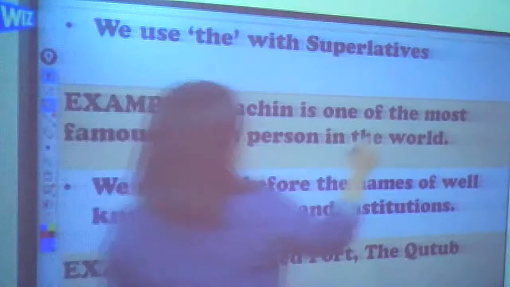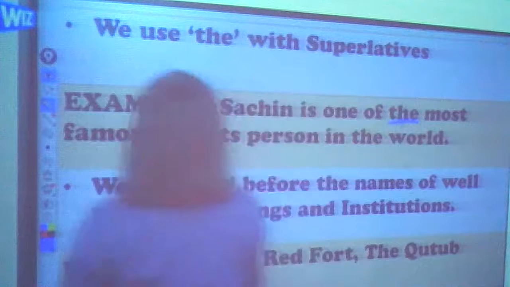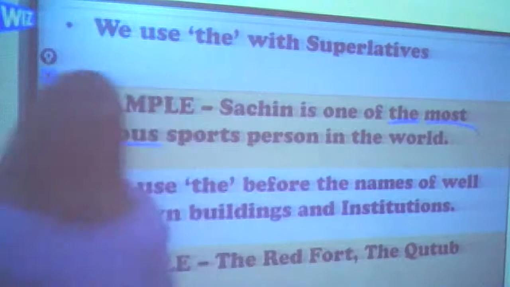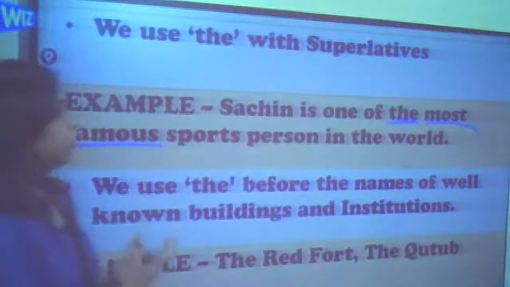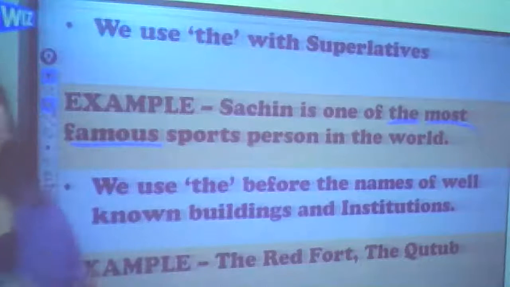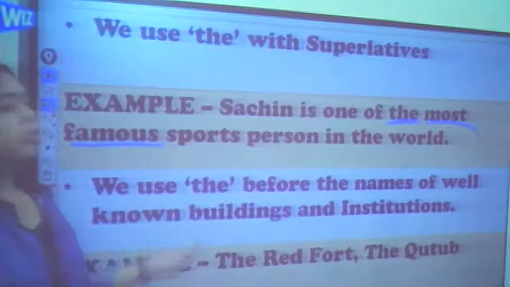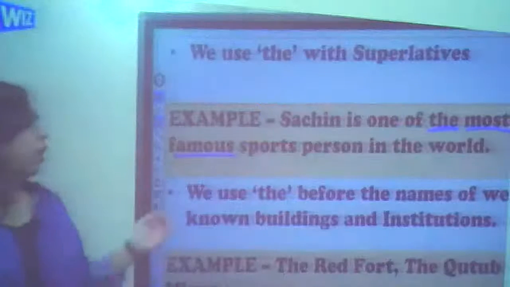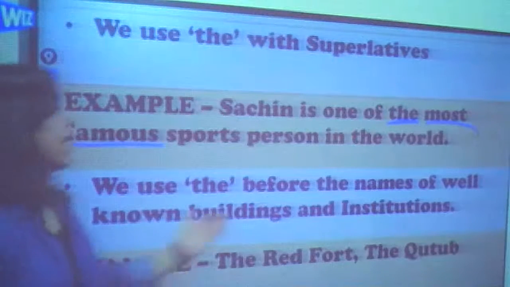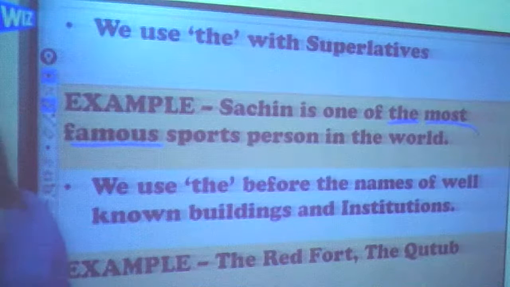You see that the is used with the superlative form, that is, most famous. So this doesn't need much explanation because we have done it before also. The simple story, long story cut short, is that with the superlative we are going to use the article the. We use the before the names of well-known buildings and institutions.